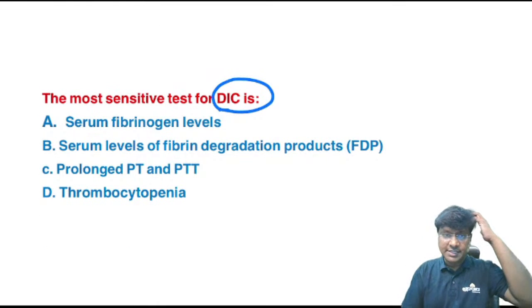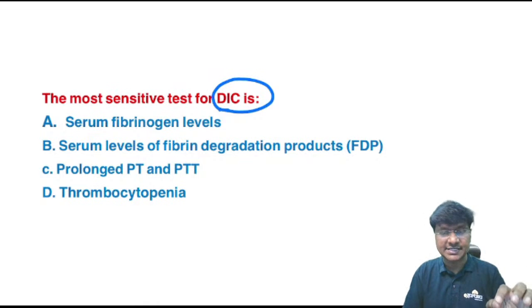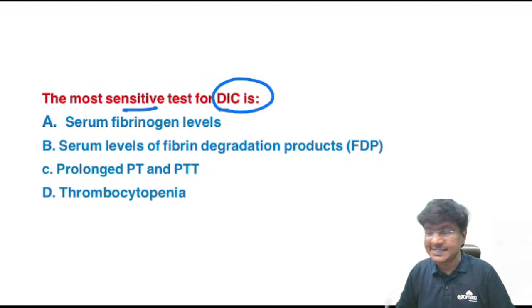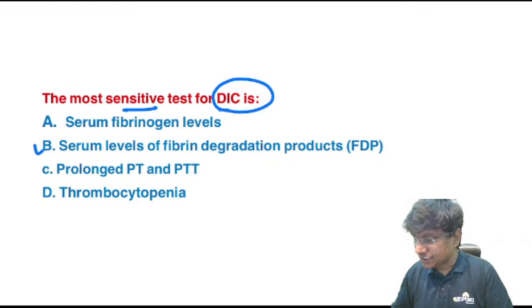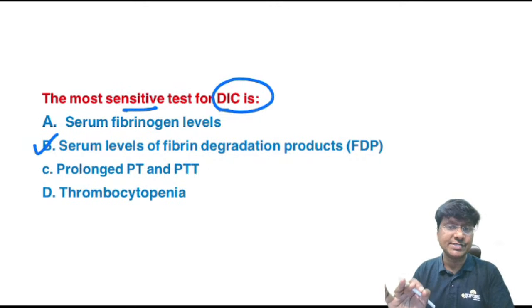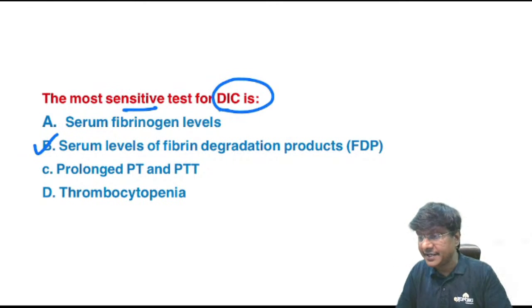Now, answer this question. The most sensitive test for DIC is serum fibrinogen levels, serum levels of fibrin degradation products, prolonged prothrombin time and APTT, or thrombocytopenia. What is the most sensitive test? Right, very good, Teja Kumar. So the most sensitive test for disseminated intravascular coagulation is the serum levels of the fibrin degradation products.